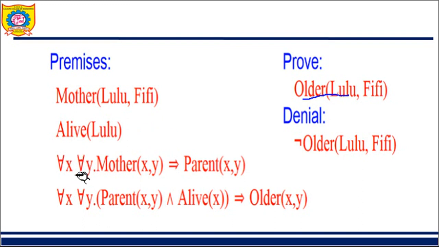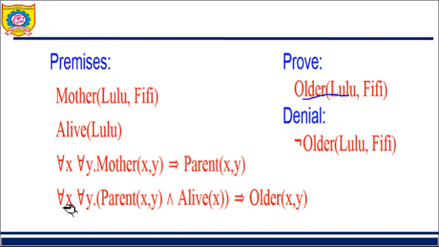So here I can say that we have added these: for all x, for all y, mother x comma y. Here mother x comma y, I have written this as general, that is, Lulu is the mother of Fifi. So x stands for Lulu, y stands for Fifi. So this concludes that Lulu is parent of Fifi.